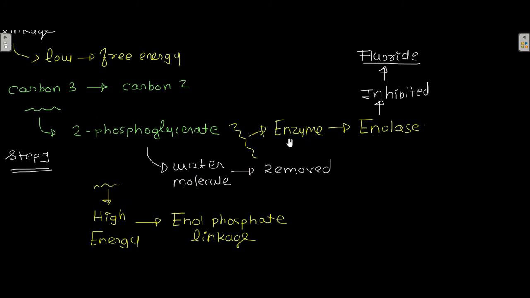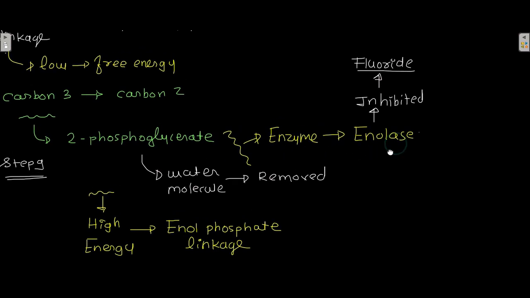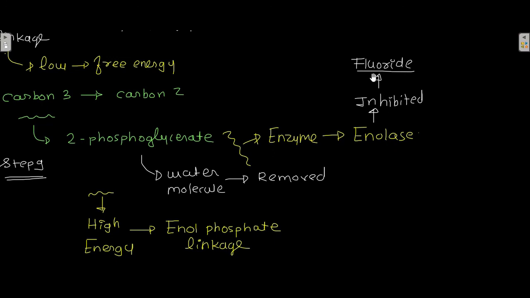The enzyme which catalyzes this reaction, the removal of a water molecule from 2-phosphoglycerate to produce a high energy enol phosphate linkage, is enolase, and this enolase enzyme is inhibited by fluoride. If fluoride is present in the system, then the water molecule from 2-phosphoglycerate will not be removed and the high energy enol phosphate linkage will not be formed.